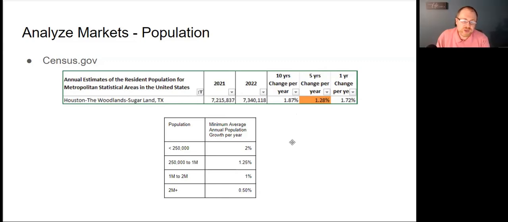But if you're looking at a smaller market, you're looking for something a little bit stronger, just to make sure that there is a trend. It's a more significant trend.